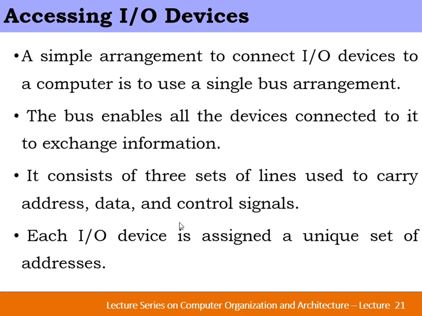Now to that computer system we can connect different types of IO devices. When we are connecting multiple IO devices, each of these IO devices has to be recognized. That can be done by assigning an address to every IO device connected to the computer system. Therefore each IO device is assigned a unique set of addresses. If an address is provided, then only that IO device can be involved in the communication or exchanging of information. Therefore it is essential to assign an address to each of the IO devices.